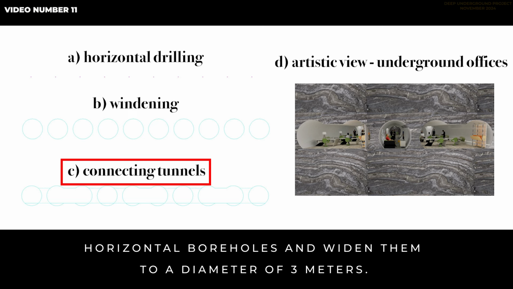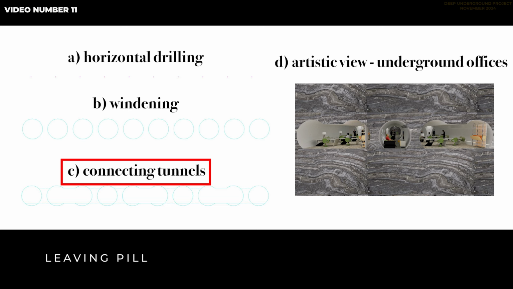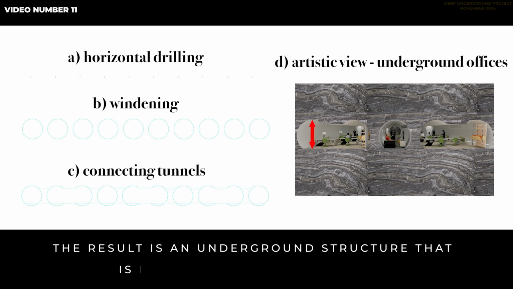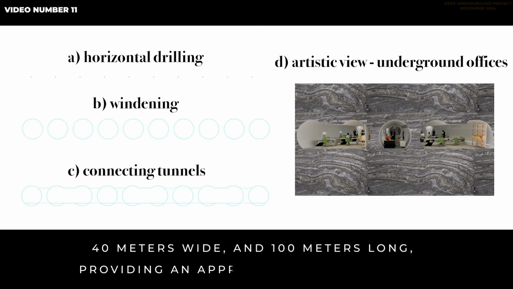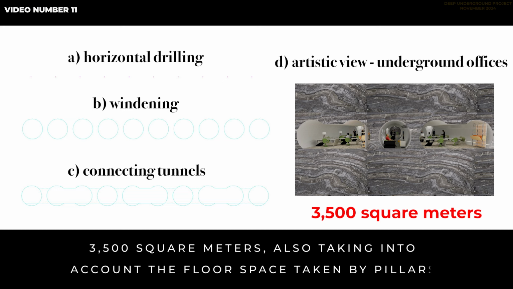3 meters. The final stage requires removing walls at certain places, leaving pillars in between to ensure stability. The result is an underground structure that is between 2.5 to 3 meters high, 40 meters wide, and 100 meters long, providing an approximate floor area of 3,500 square meters, also taking into account the floor space taken by pillars.